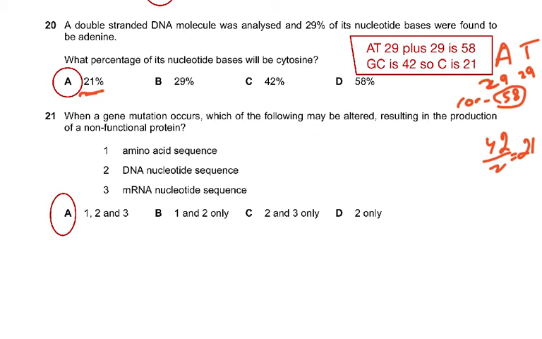Now question 21. When a gene mutation occurs, which of the following may be altered, resulting in the production of a non-functional protein? Amino acid sequence, DNA nucleotide sequence, and mRNA nucleotide sequence. It had to be 1, 2, and 3. Why? Because the DNA nucleotide sequence changes, so the mRNA changes, and of course that could result in the amino acid sequence changing. That would be a gene mutation which would not be a silent mutation, and it would result in the production of a non-functional protein. They said that to you in the question. So if you're an A2 student, you know that there are some mutations which are silent mutations.